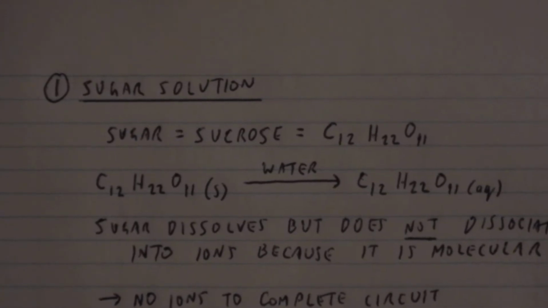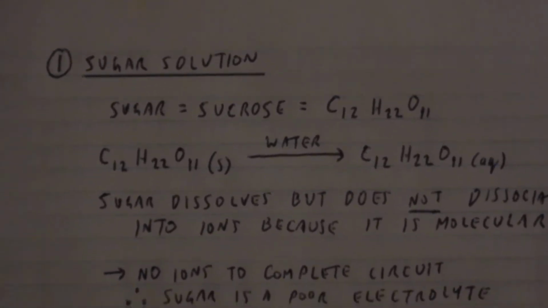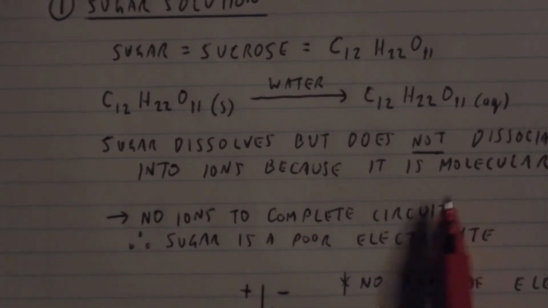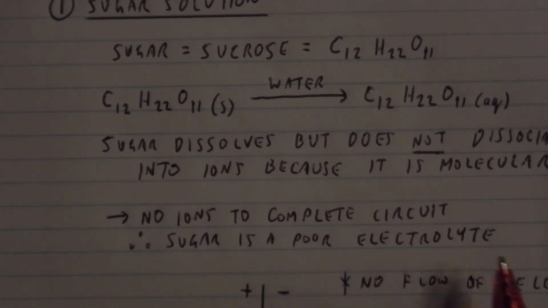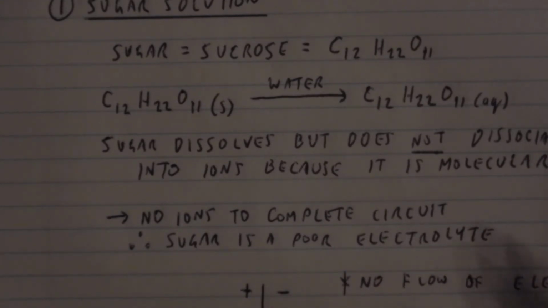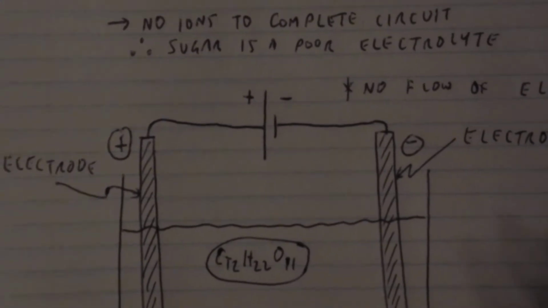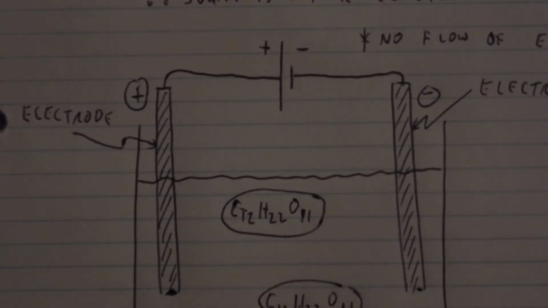It's covalently bonded together. So what happens? Well, we get no ions to complete the circuit. So sugar is a poor electrolyte. It has nothing to go between the electrodes to allow the circuit to be complete and electricity to flow through the wires. So here is an attempt at a diagram, and I may have to zoom out a bit.